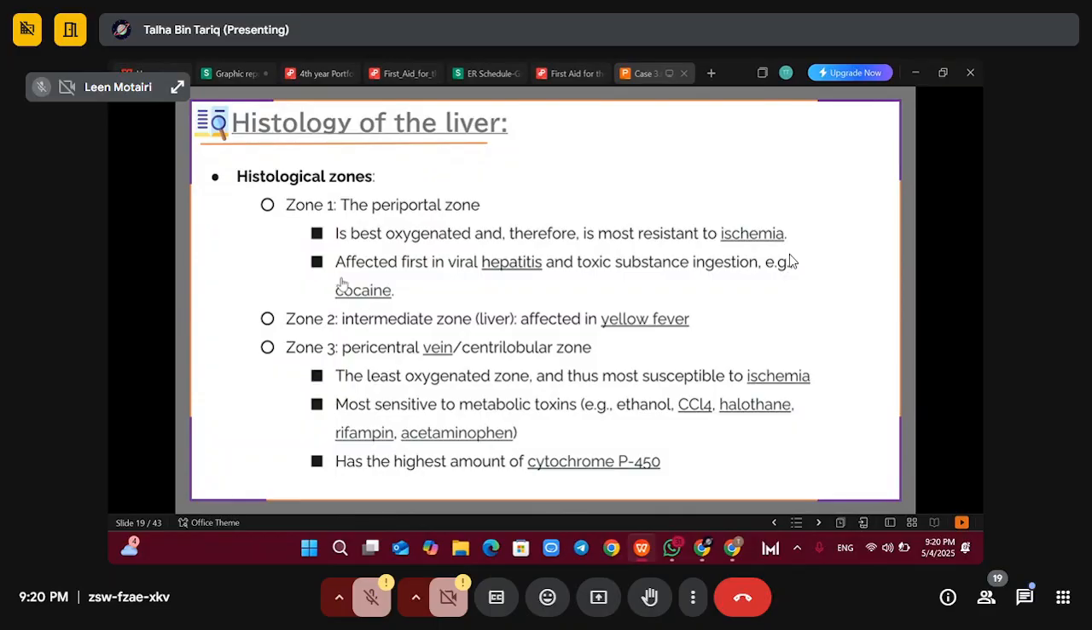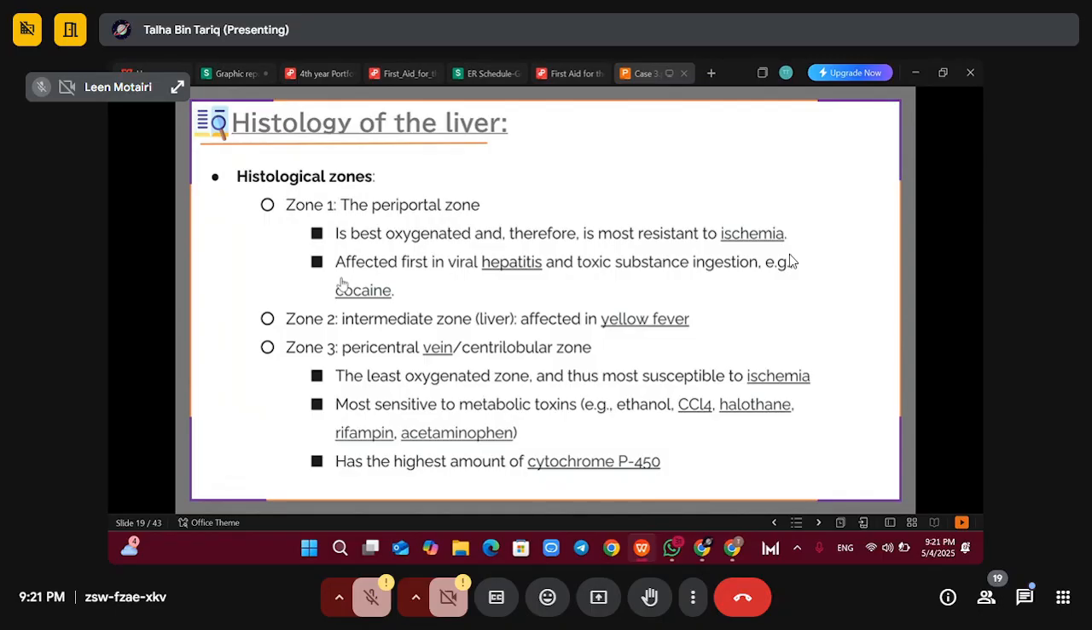Then you have the last zone, which is the pericentral zone, or the pericentral centrilobular zone, which is near the pericentral vein or the central vein, you can say. Peri means around, so it's around the central vein. So that's why you can even call it the centrilobular zone. Now this zone is the least oxygenated one, right? And it is the most susceptible to ischemia.